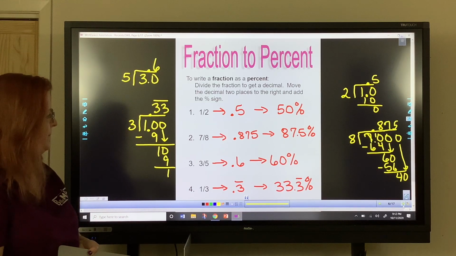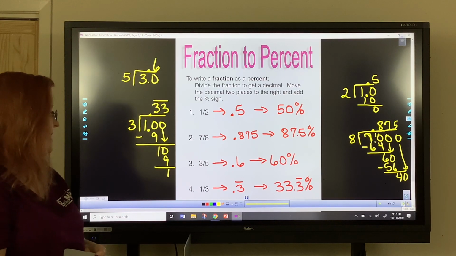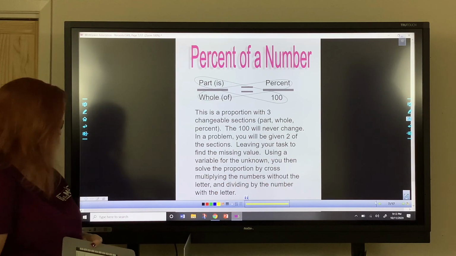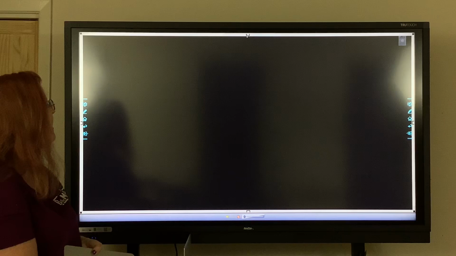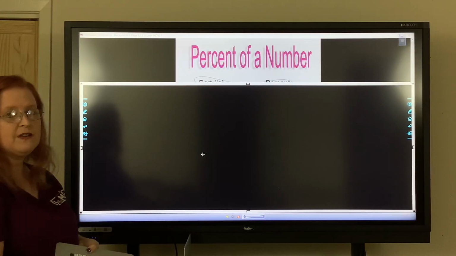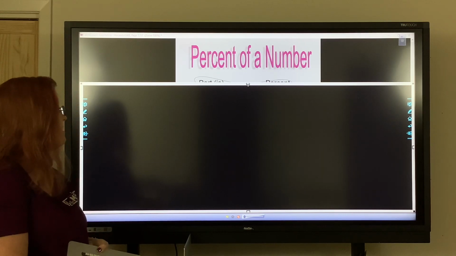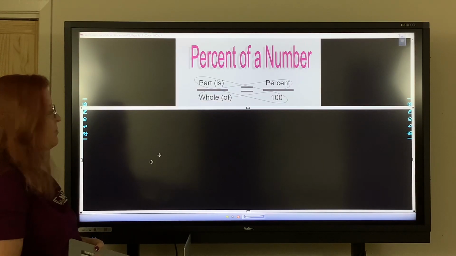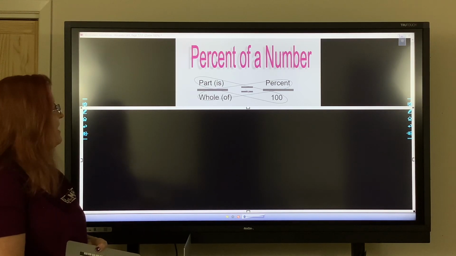Okay. Now, there are some things we do with percents in everyday times, and you need to be able to find the percent of a number. Now, this is just a proportion, and it's set up as this equation: part over whole equals percent over 100.